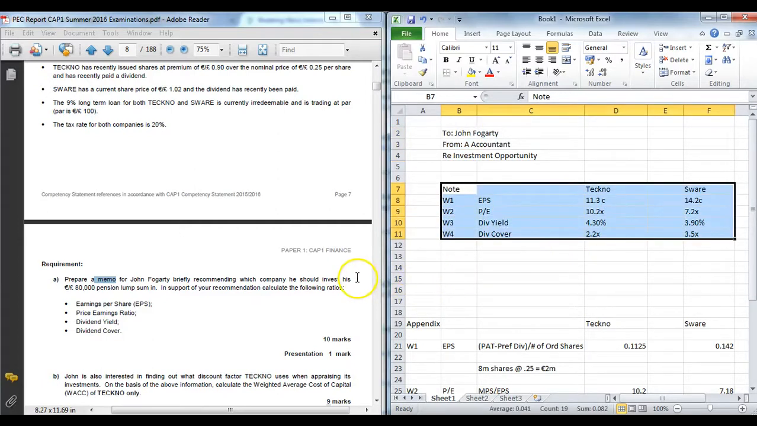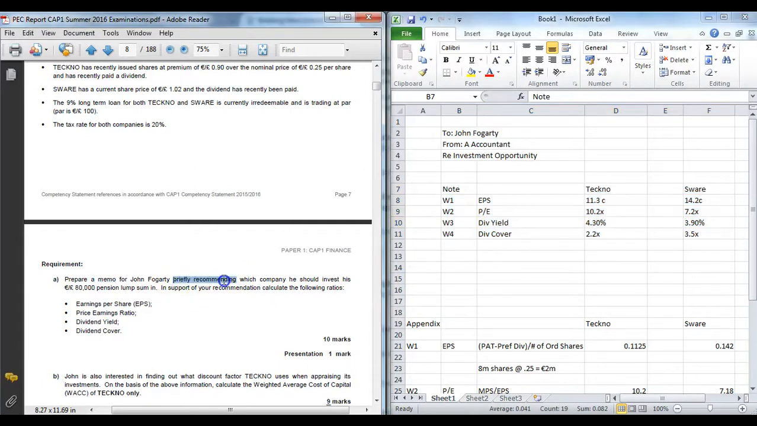And remember here, and this is an important word, briefly recommend. So when we look at the examiner's feedback in a second, some students wrote up to 2 pages on this. Briefly, I recommend that CAP1 means 2 or 3 lines at most. What the examiner wants to see is, can you make relevant comments to advise John on which one is more suited?